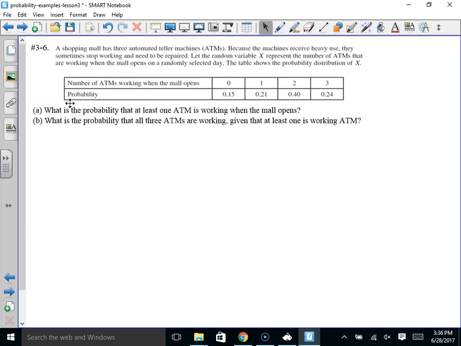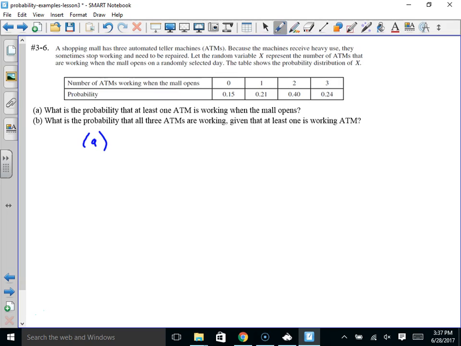A shopping mall has 3 automated teller machines. Because the machines receive heavy use, they sometimes stop working and need to be repaired. Let the random variable x represent the number of ATMs that are working when the mall opens on a randomly selected day. The table shows the probability distribution of x. So there's a 15% chance that none of the ATMs are working, 21% chance 1, and 40% chance 2, and so on. Okay, what's the probability that at least one ATM is working?